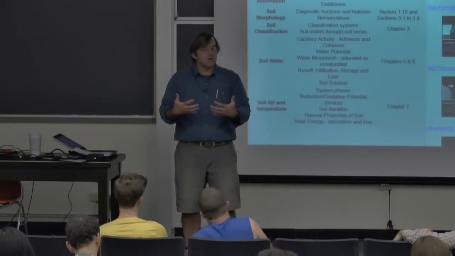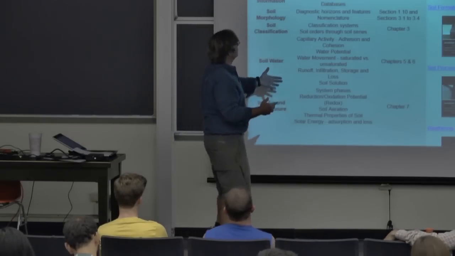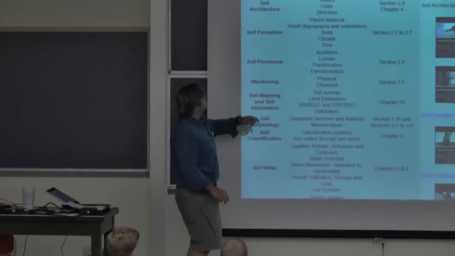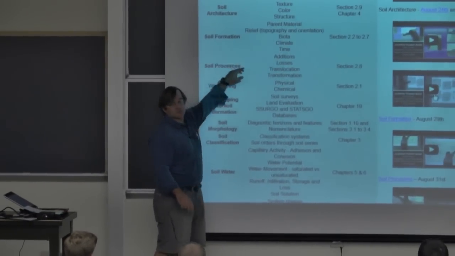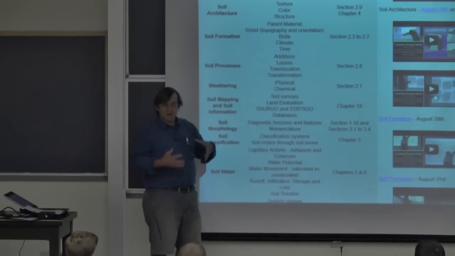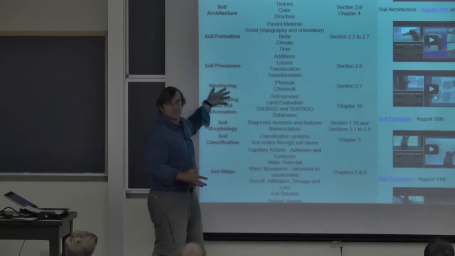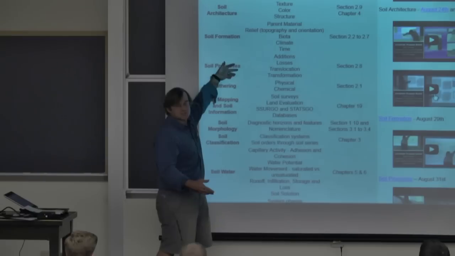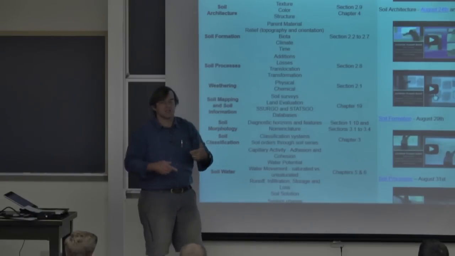Okay? Now, relate that back to these processes and parent material. Okay? We're modifying a parent material through weathering. And that weathering is due, in some cases, to climatic conditions, in some cases not. Okay? That's going to affect the processes, which then just continues the cycle.